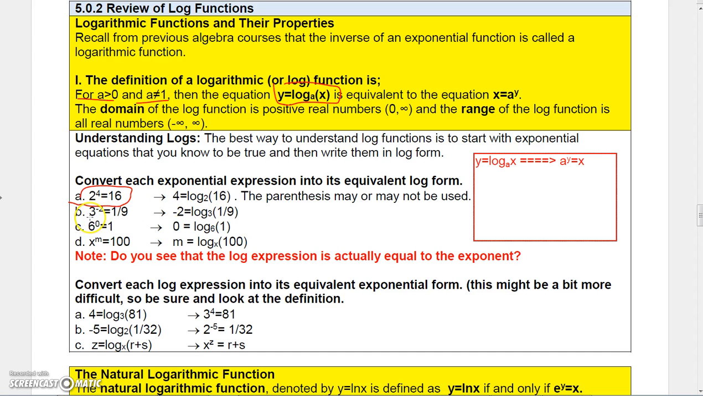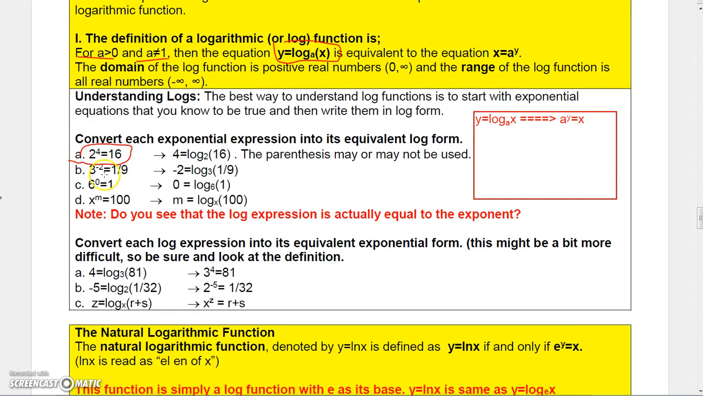3 to the negative 2 equals 1/9 would convert to this: the exponent negative 2 is equal to the log of 1/9 base 3. And you can look at the others.